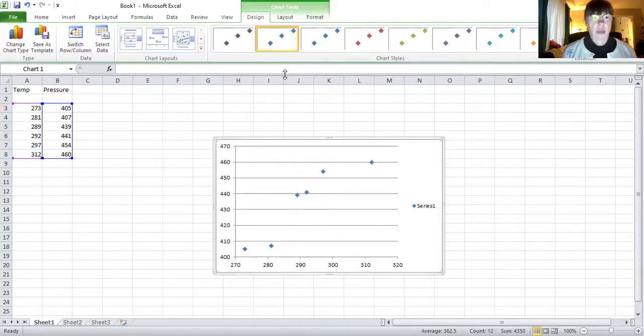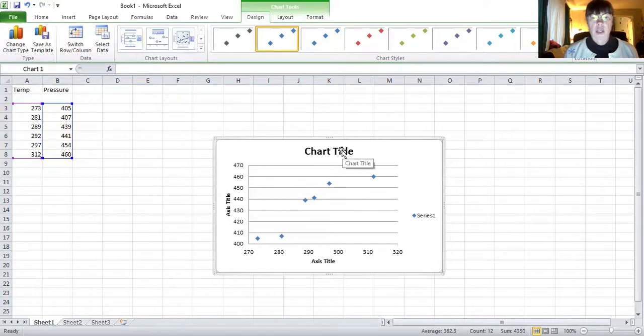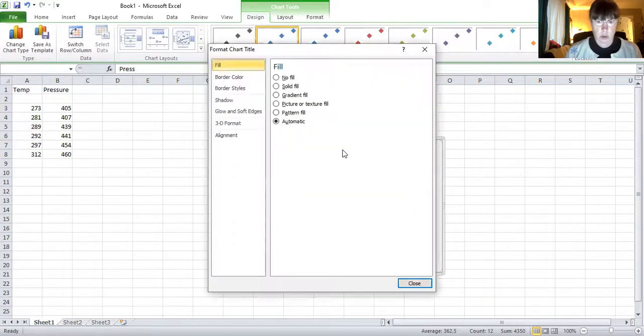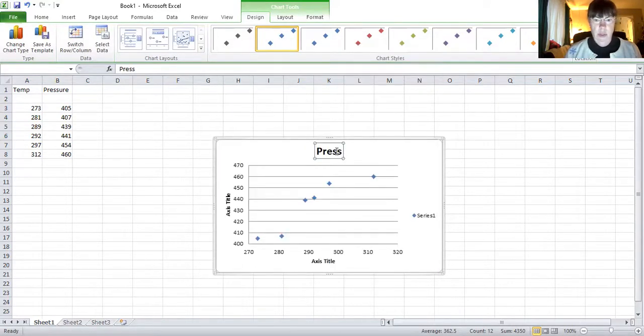All right. Then over here, look at all the little things that says chart layout. Okay, my suggestion is the easiest one to use is usually the first one. Okay, this will give you a chart title. The idea being here that you should have a label for your graph. So we are just going to do pressure versus temperature.